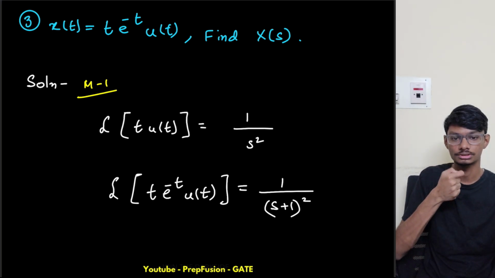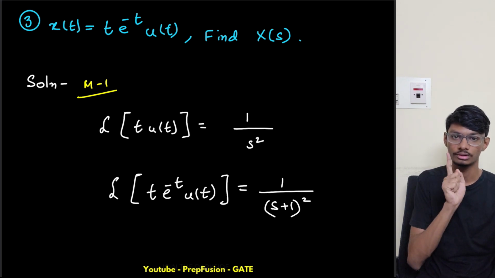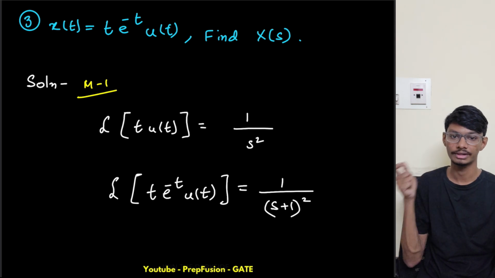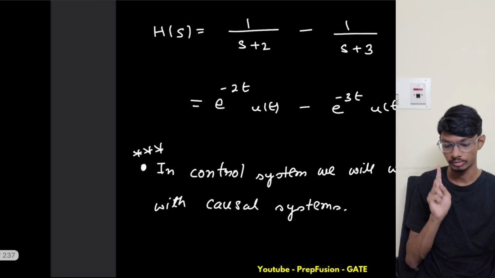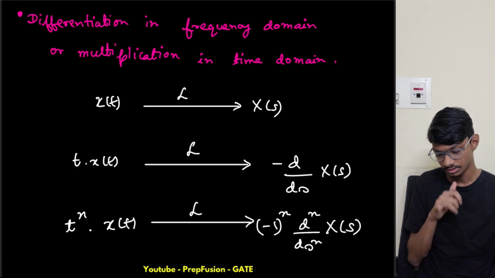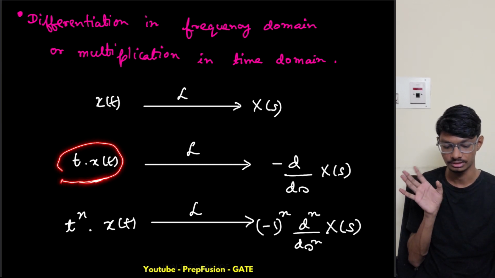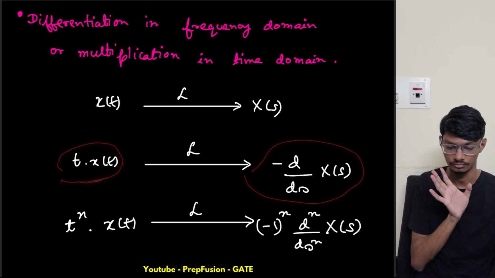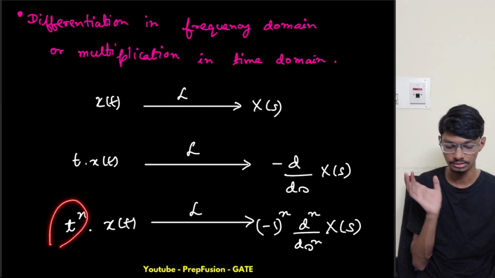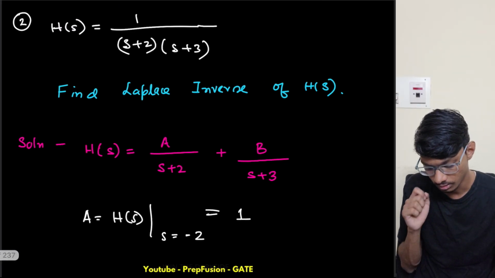Now how to do this using another method? One thing you remember, I have taught you the concept of multiplication by t in time domain. All these are revision. Here, this is the integration and this is the differentiation. If you multiply t with some x of t, then we differentiate in the Laplace domain with a negative sign. For t to the power n, this formula comes up. So now what will be method 2?